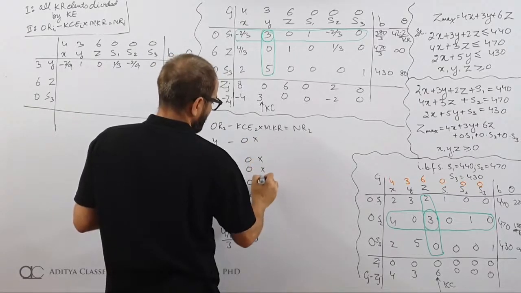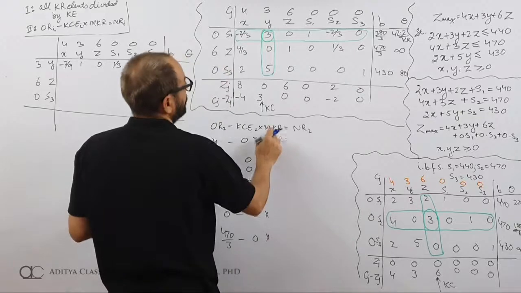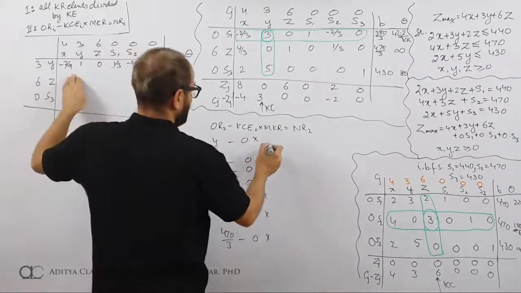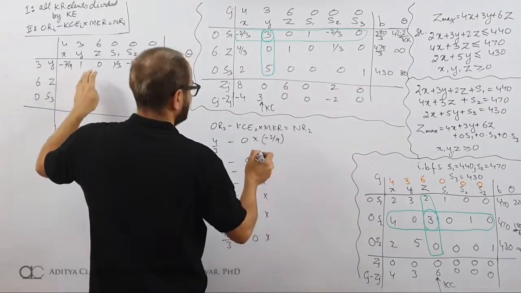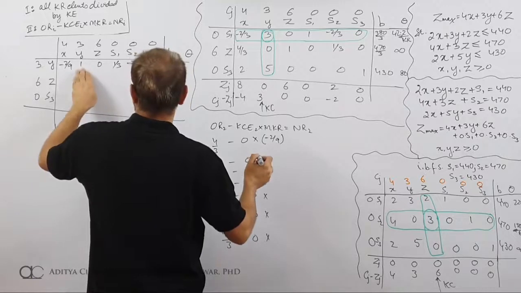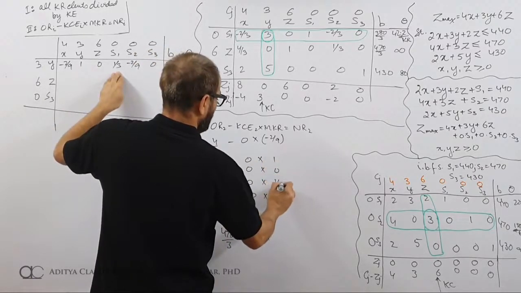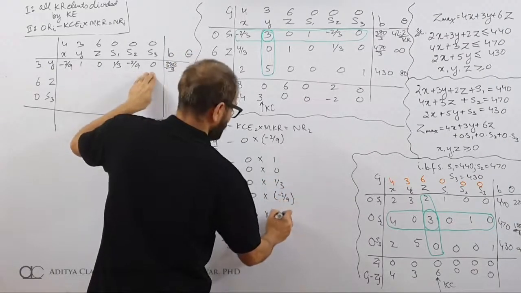Multiplied by the modified key row. This one is the modified key row. Minus 2 by 9, minus 2 by 9, 1, 0, 1 by 3, minus 2 by 9, 0.